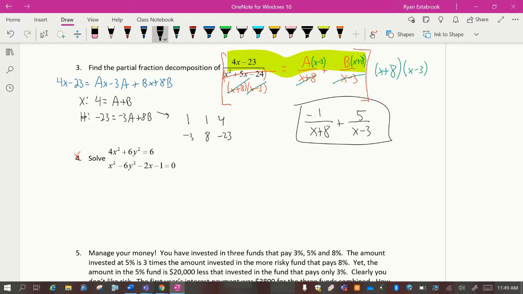Do I have mine backwards? So 5 over x plus 8 minus 1 over x minus 3. Yeah.